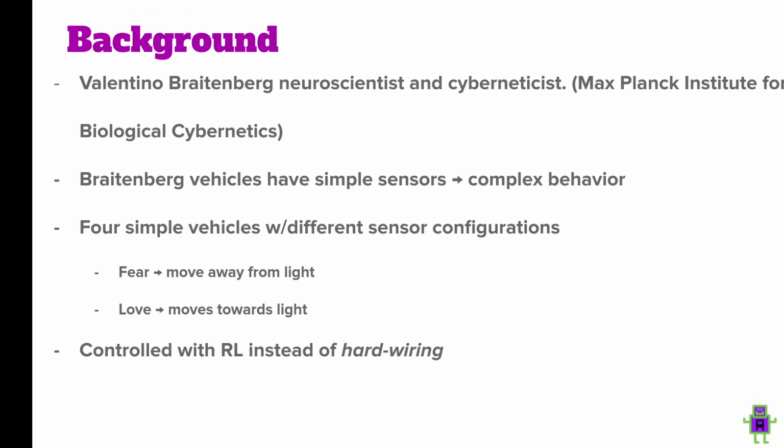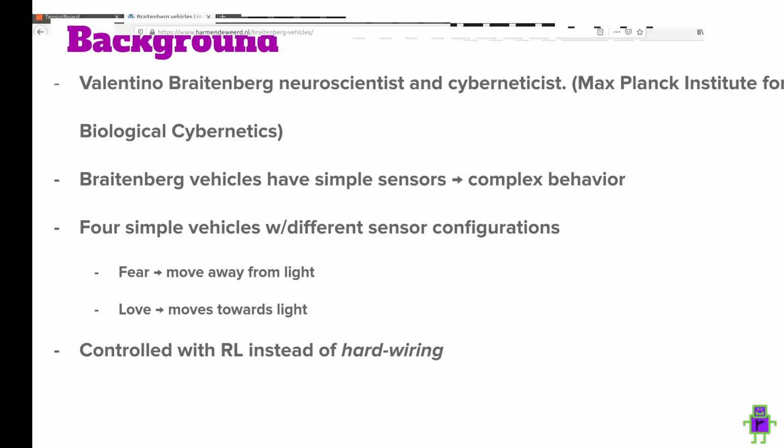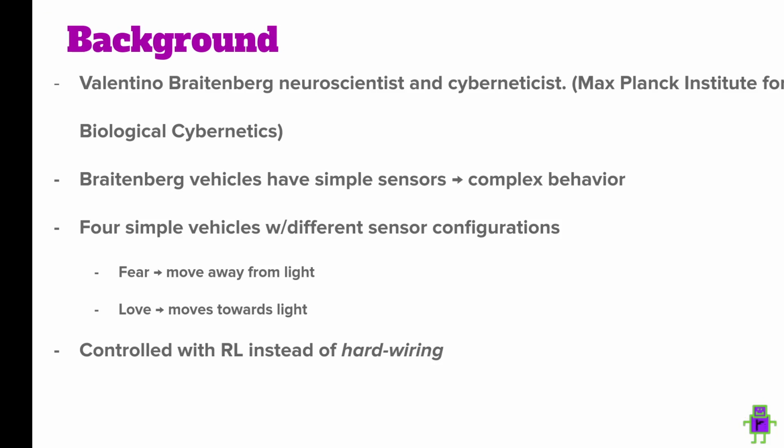So what Braitenberg found out was that if you organize these sensors in different ways, you can come up with complex behavior from simple organization. And this is what we really like to hear in complex systems, that simple rules develop into complex organizational patterns. In the original Braitenberg vehicles, there are 4 different vehicles with different sensor configurations.